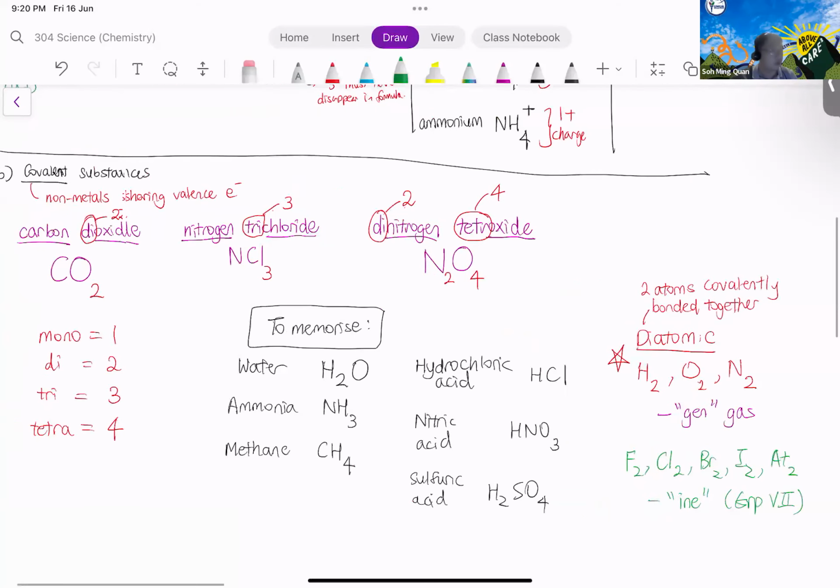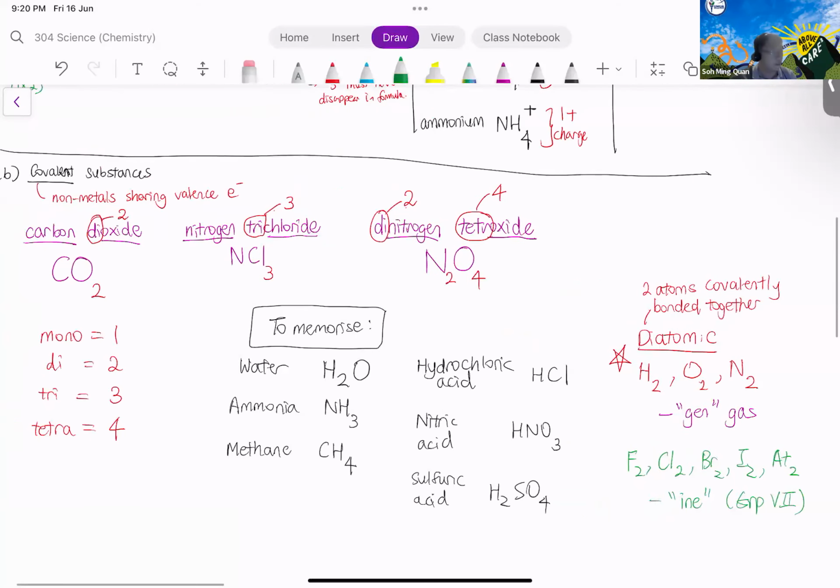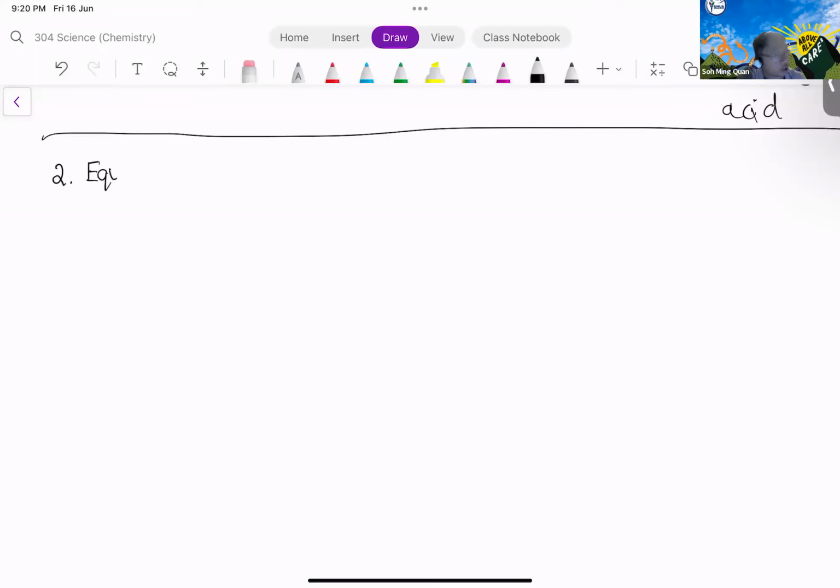Okay, so from formula, now we move on. Well, formula are like words, spelling words. Now we need to learn how to write equations. Equations are like sentences that describe to you how a reaction proceeds, what happens during a reaction. Now, to write an equation, you need to know firstly, what is the reaction? Is it acid plus metal? Is it acid plus carbonate or what? You need to know the type of reaction. If you don't even know the type of reaction, you can't write the equation.